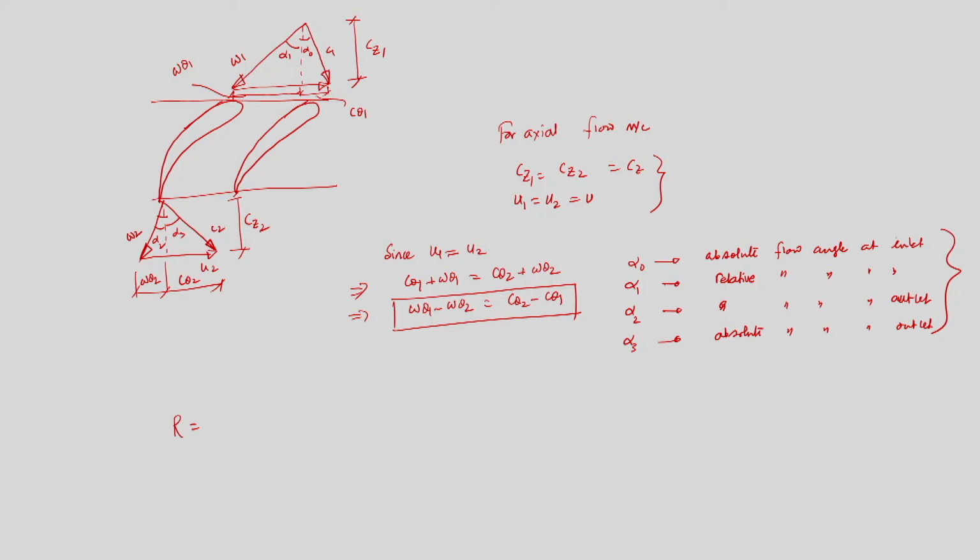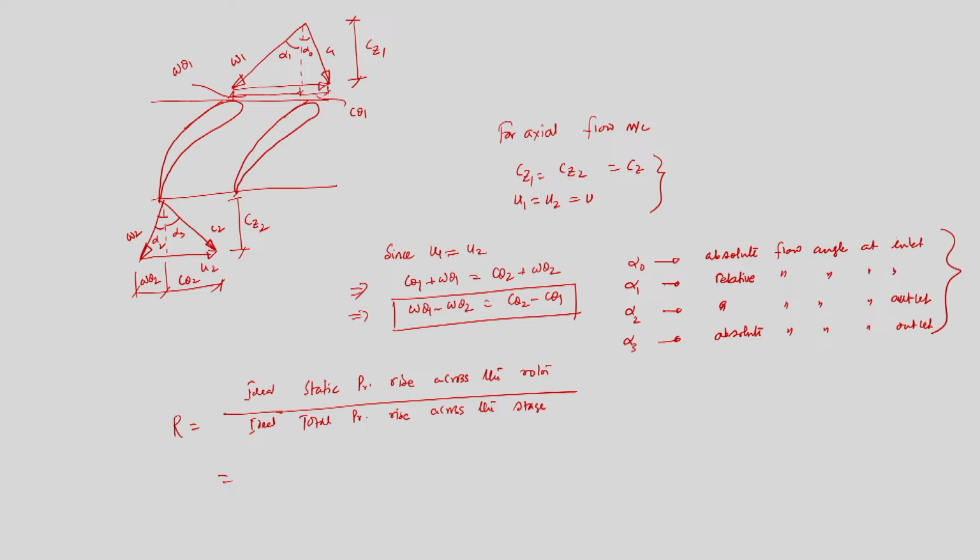So, now R is, if I try to recall the definition, what is R? R is basically the ratio of the ideal static pressure rise across the rotor to the ideal total pressure rise across the stage. Because all we are talking about is ideal total pressure rise and static pressure rise.